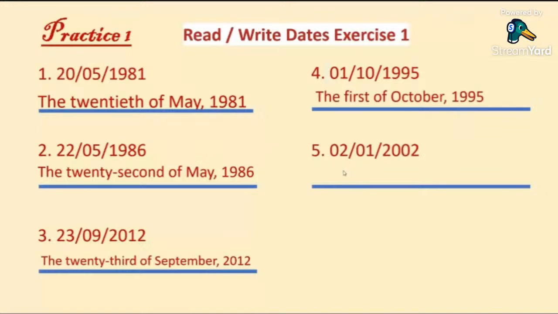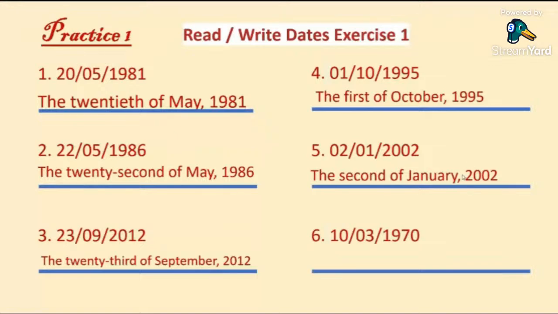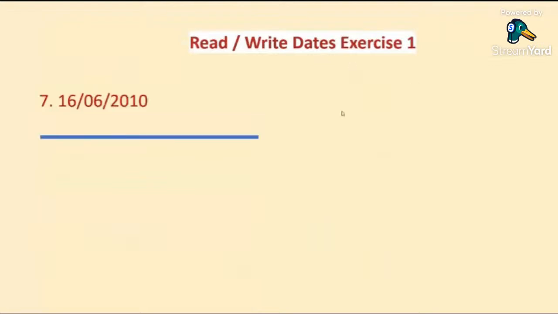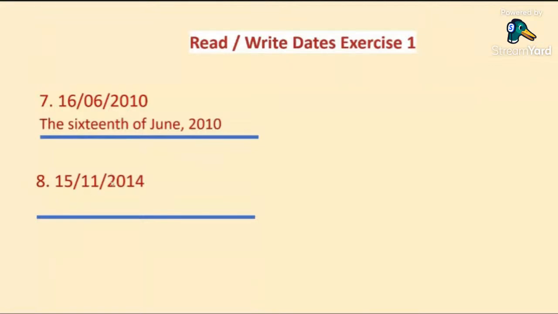Number 5. 02/01/2002. Answer? The 2nd of January, 2002. Number 6. 10/03/1970. Answer? It's the 10th of March, 1970. Number 7. 16/06/2010. Answer? It's the 16th of June, 2010. Number 8. 15/11/2014. Answer? It's the 15th of November, 2014.